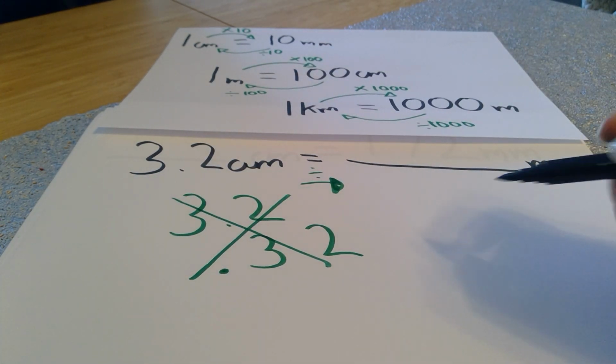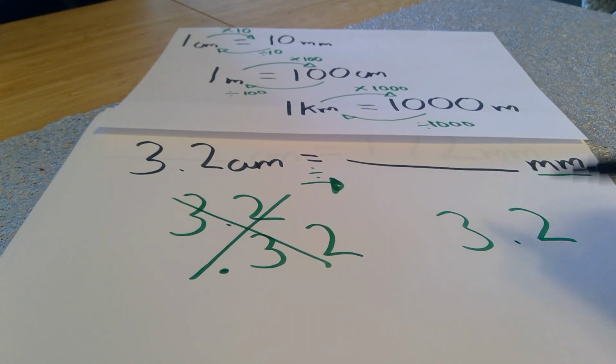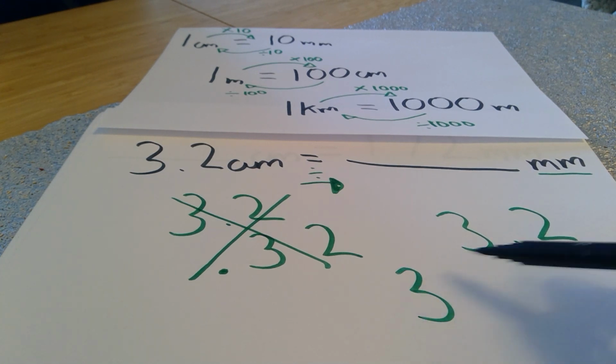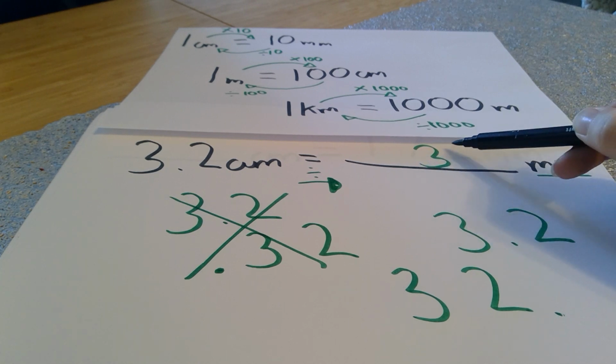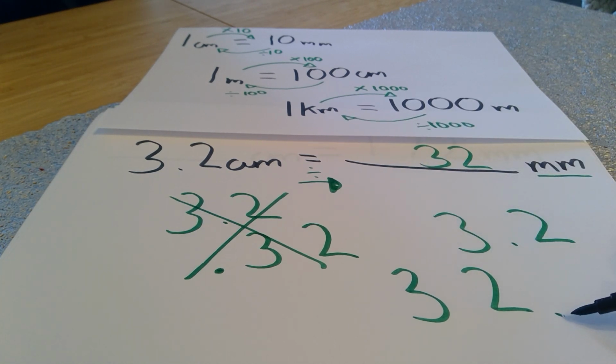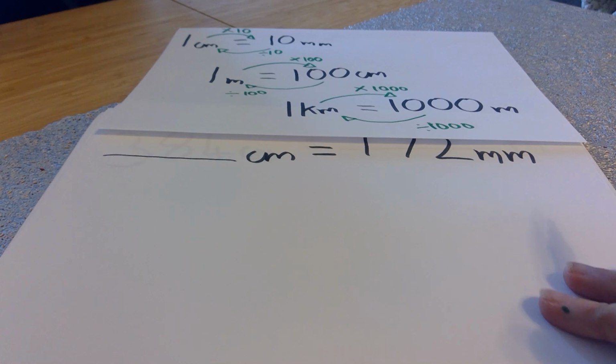Great reasoning there. So we've got 3.2 and we want to make it bigger because we're timesing. So I'm going to move them across one and the answer is 32. Remember, I don't need to put that decimal place because there's nothing after it. It was just there to help me work out. Well done. Have a look at the next question.